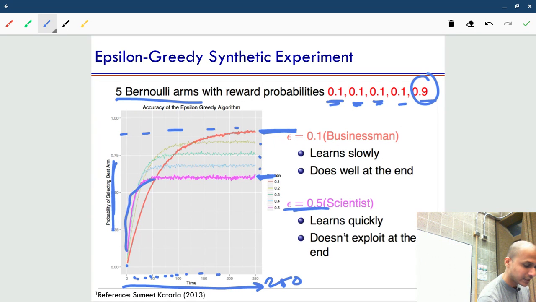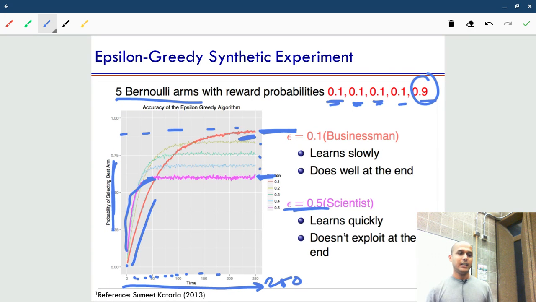And if epsilon is high, you're actually figuring out which one is the best very quickly. So this purple or pink curve is going to 50% or a little bit above 50% very quickly, because epsilon is 0.5, your focus is on learning, so you're quickly figuring out the mean rewards of these Bernoulli feedbacks, the conversion rates. But since epsilon is 0.5, even if you know the true numbers, you're still exploring. The second guy is slowly figuring out and then pulling the best guy more often.